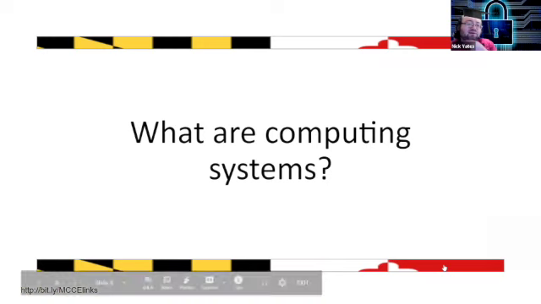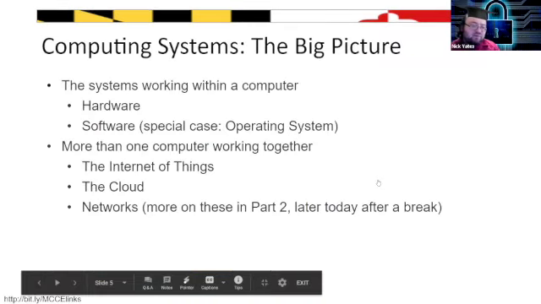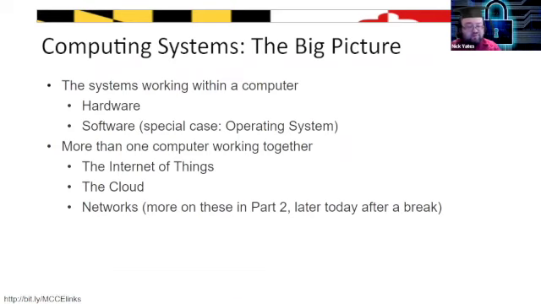So what are computing systems? What does that even mean? Well, the big picture, you can talk about computing systems as sort of two categories. We'll first look at the systems working inside of a computer, like the hardware system and the software system, and the special case of one type of software, the operating system.